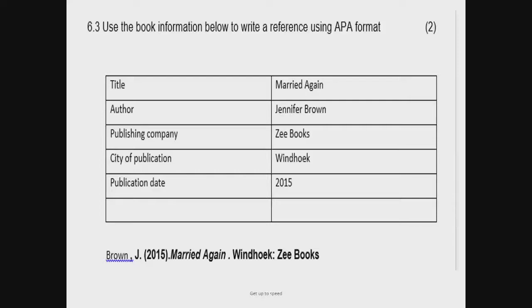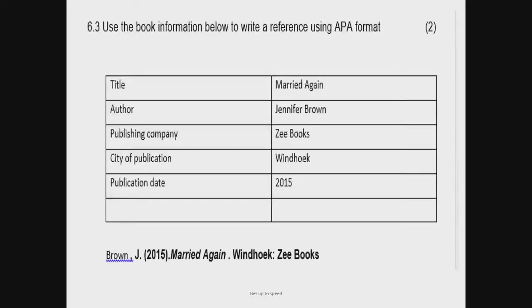Here is a format. Very easy. Check them in your study guide. You tell me the surname or the last name of the writer, the initial, the year it was published. You put a period, a dot, the title of the book. Then you tell me the city of publication, then the publishing organization. It must be in this sequence.